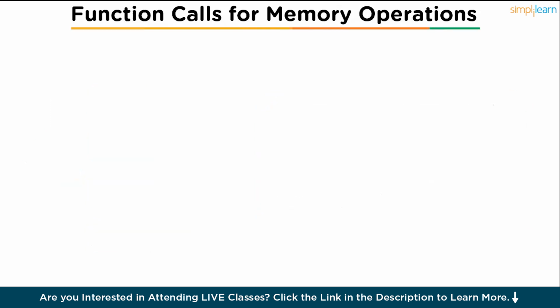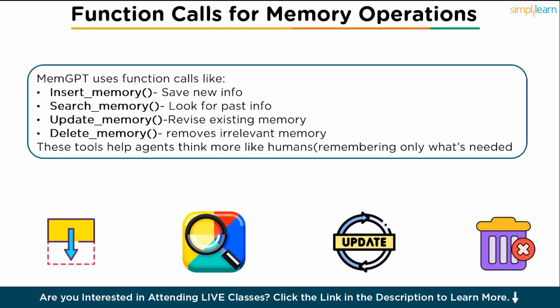Next, we have function calls for memory operation. MemGPT manages memory through specific function calls enabling intelligent data handling, which includes insert memory, which saves new information into storage, and we have search memory, which retrieves past knowledge for use during the task, and then we have update memory, which revises stored data to ensure accuracy. And lastly, we have delete memory, which removes outdated or irrelevant information. These operations allow MemGPT to maintain an intentional and organized memory system.